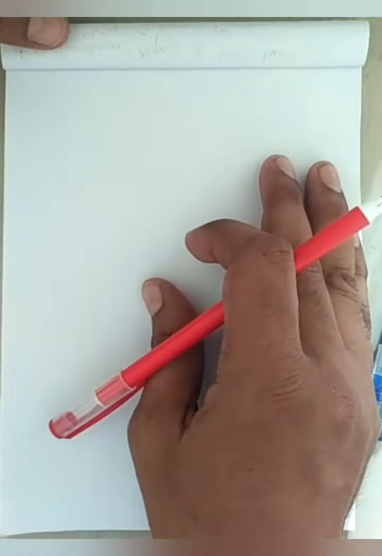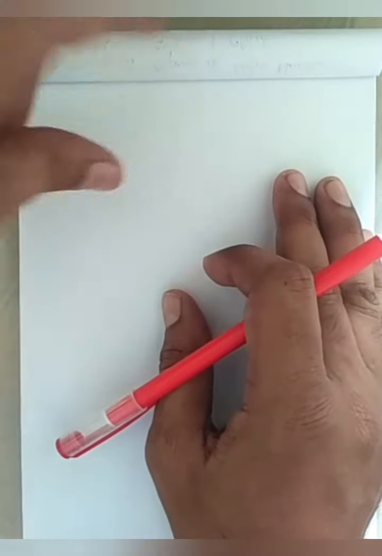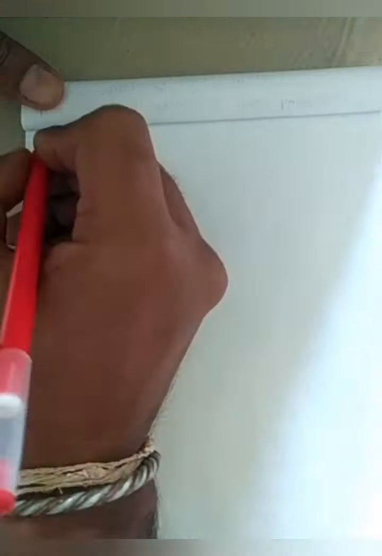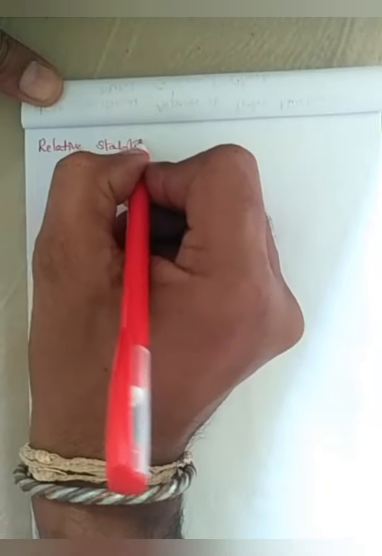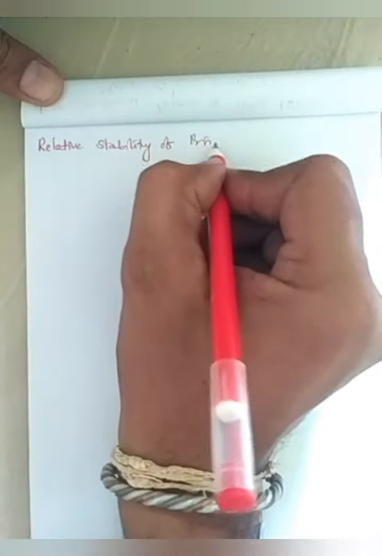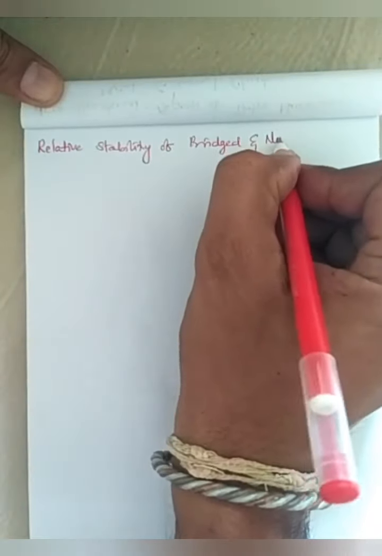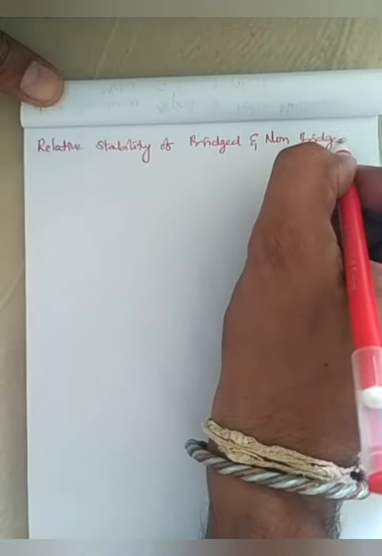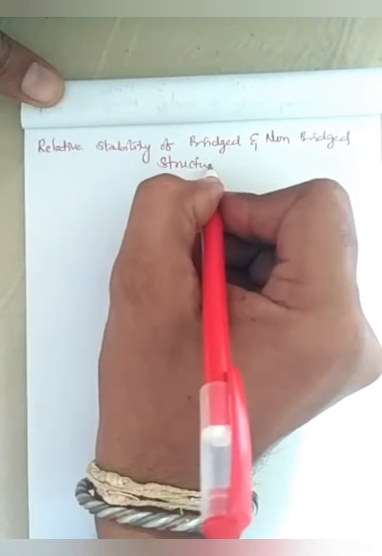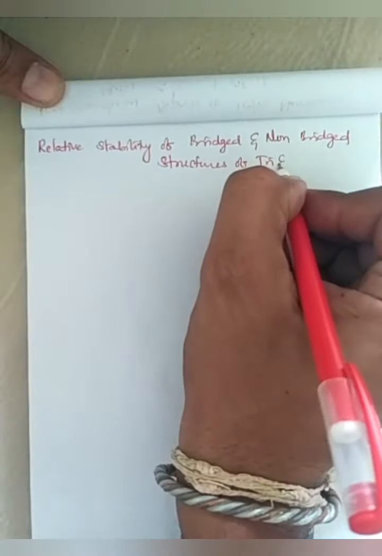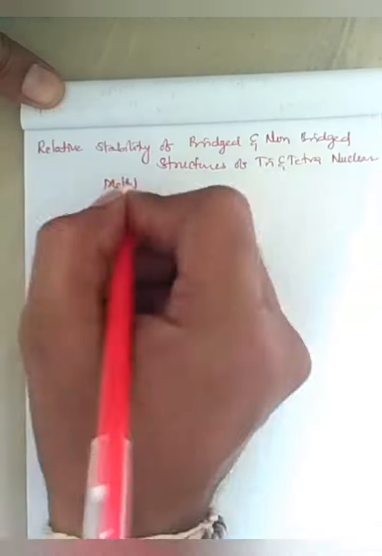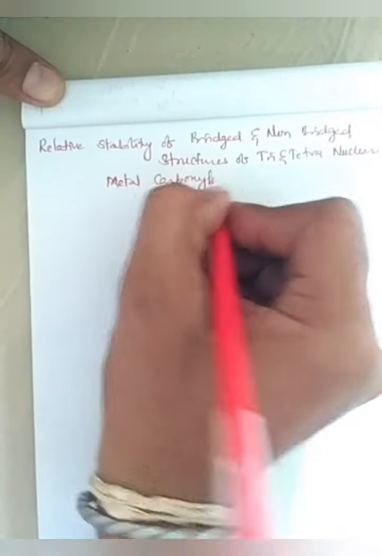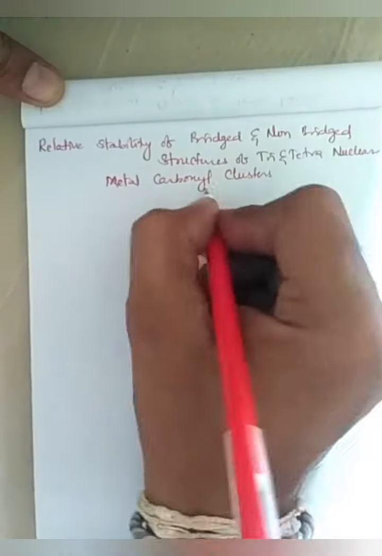That variation, that difference, we will explain in terms of the relative stability of bridged and non-bridged structures of tri and tetranuclear metal carbonyl clusters, right?